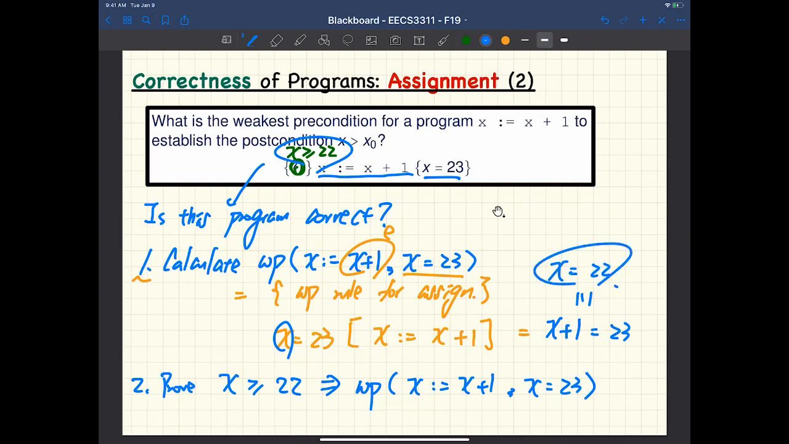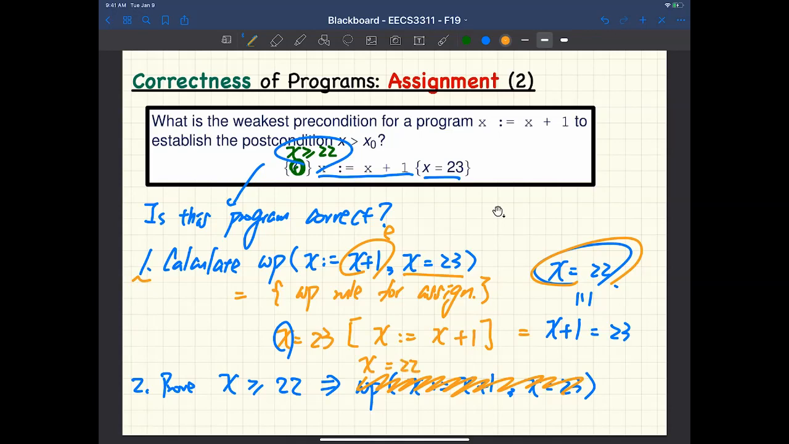That is the weakest precondition. And somehow this weakest precondition is very strong. It has only one member in the set, right? Which means if x is not 22, there's no way for you to establish that postcondition. Okay, so now, what about step number 2? Step number 2, you're just going to replace this guy over here by your conclusion from step number 1. Does x larger than or equal to 22 imply x equals 22?